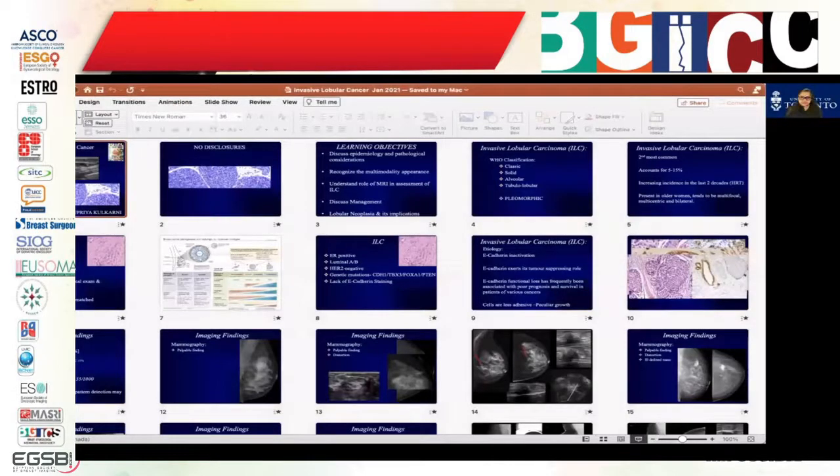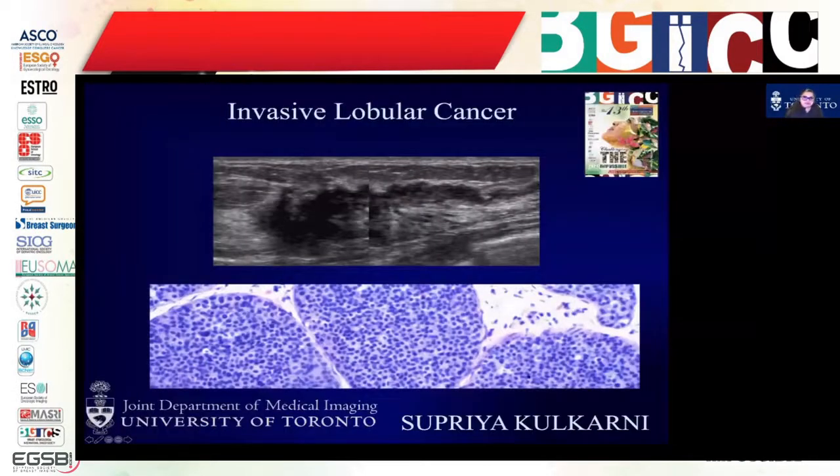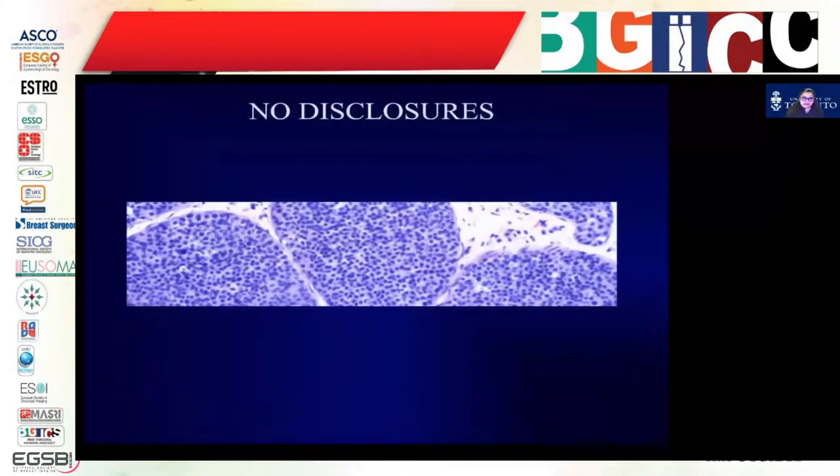And here we go. So invasive lobular carcinoma is one of my favorite topics to talk about because it's such an interesting pathology to detect and manage and evaluate on breast imaging modalities. I have no disclosures at all.